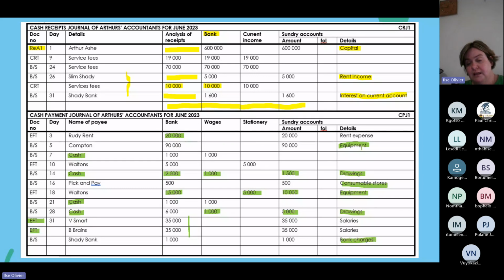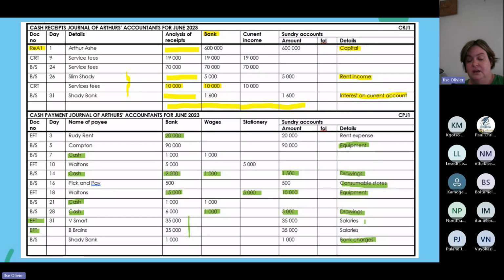Again, make sure that your descriptions here or your details in your sundry accounts are correct. The reason why it was not added up is because, again, they said that it was not necessary for you to total it.